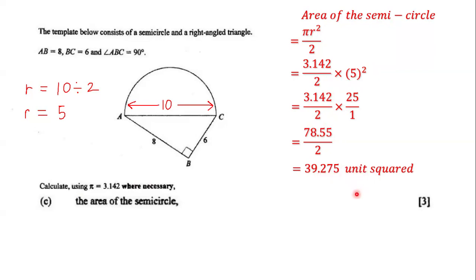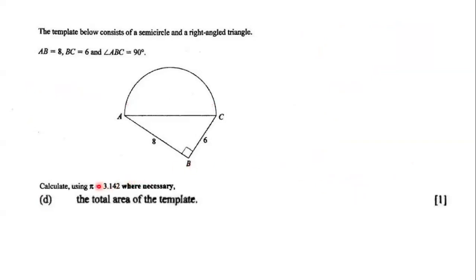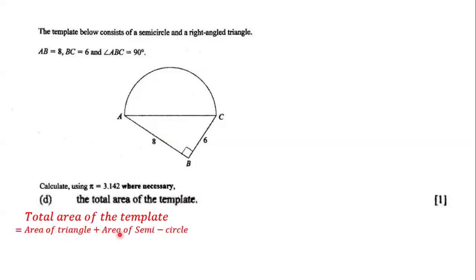And so let's move on. Here, they want us to determine the total area of the template. That means the area of this semicircle plus the area of this triangle, so we have to add them together. The total area of the template is the area of the triangle plus the area of the semicircle. The area of the triangle is 24 units squared, and the area of the semicircle is 39.275 units squared. We add them together and get 63.275 units squared. And that is the answer to this question, 63.275 units squared.